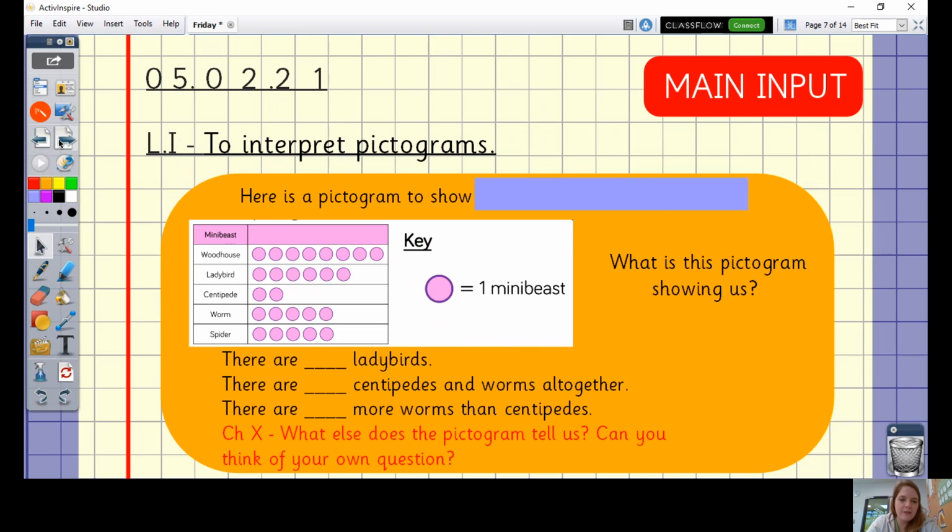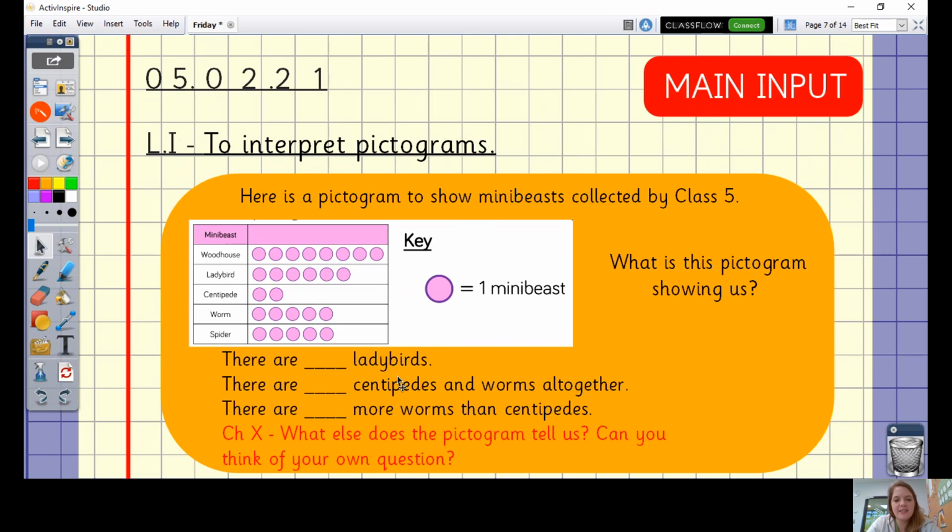Okay, we've got another pictogram. We can see this category heading here, which may give you a big clue. So first of all, what is this pictogram showing us? Okay, so this is a pictogram to show mini beasts collected by class 5. So all of the mini beasts they were able to find and collect.